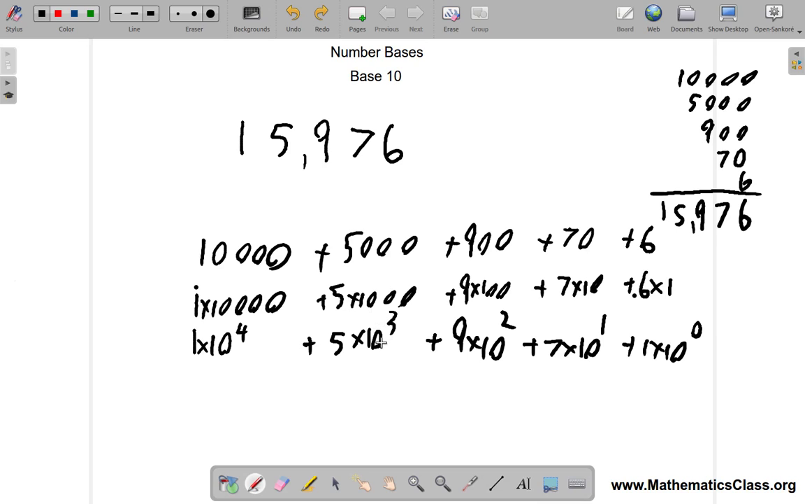Alright, now let's look at this. You notice that 10 keeps occurring. You have 10 here, you have 10, you have 10, 10, 10. You have 10 common throughout. So basically, the significance or the value of each digit is determined by a power of 10.